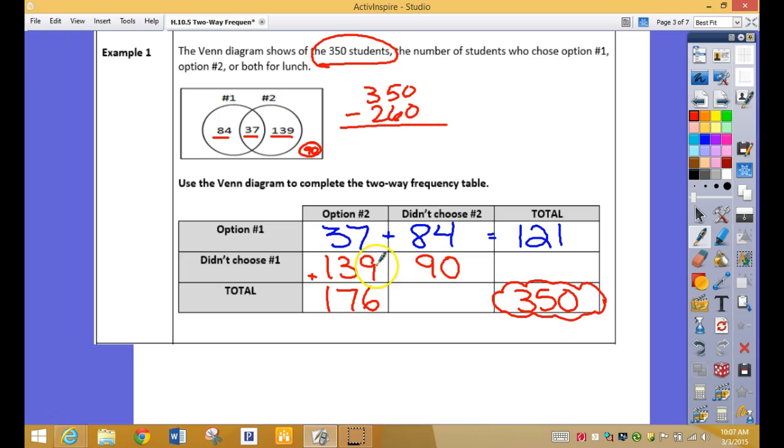What do I get when I take 139 plus 90? What does that equal over here? Yep, 229. Does that work out then? Is 121 plus 229 350? Did we do that right? Yep, we did. All right, now we're just missing this number.